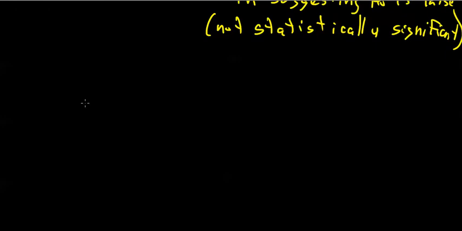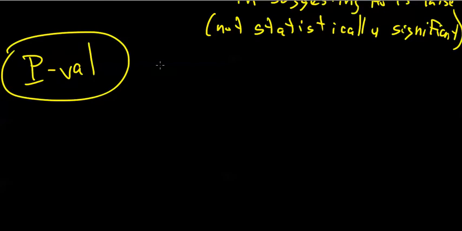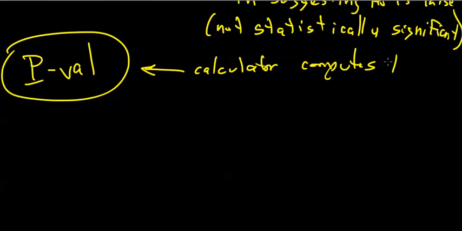Alright, p-value is going to be the king. P-value decides whether we reject or fail to reject H0. And as you might expect, the calculator computes this for us once we enter in our raw data. So again, a lot of the drudgery is eliminated by using the TI-83 or 84 calculator. In wide strokes, we'll say this.